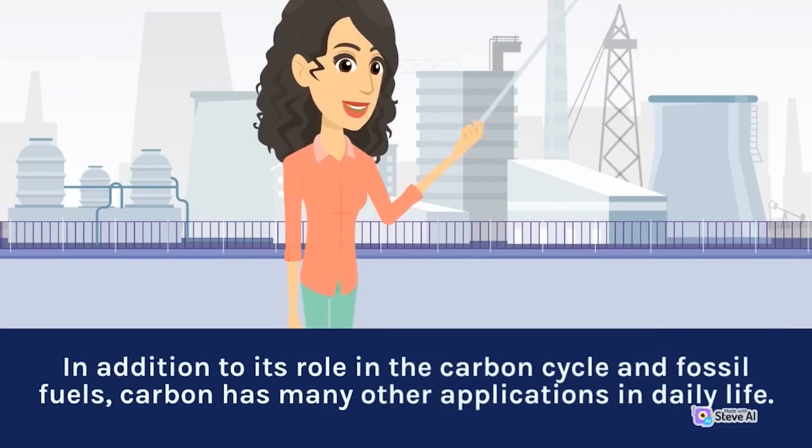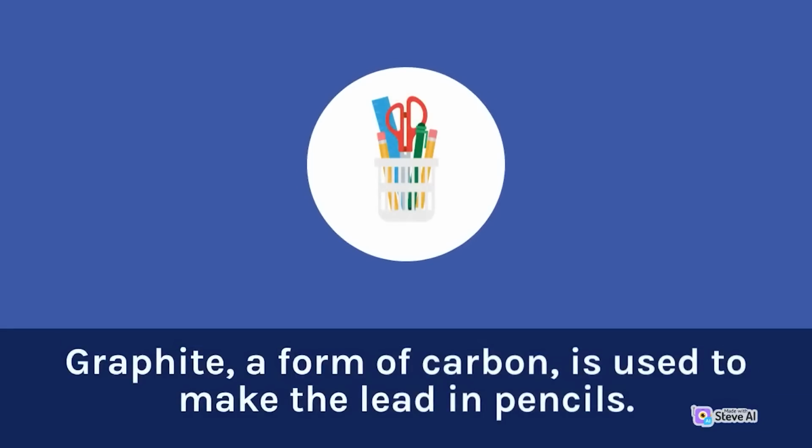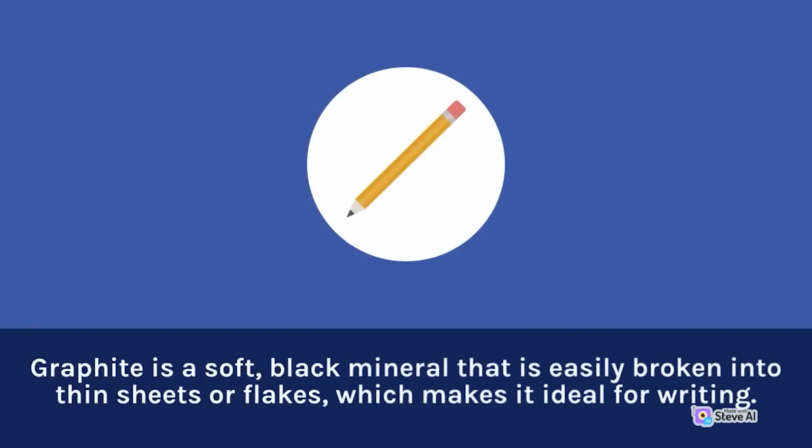In addition to its role in the carbon cycle and fossil fuels, carbon has many other applications in daily life. One of the most well-known applications of carbon is its use in pencils. Graphite, a form of carbon, is used to make the lead in pencils. Graphite is a soft, black mineral that is easily broken into thin sheets or flakes, which makes it ideal for writing.